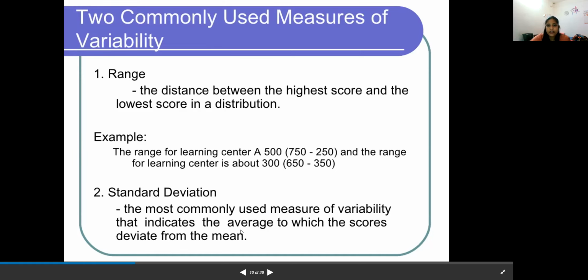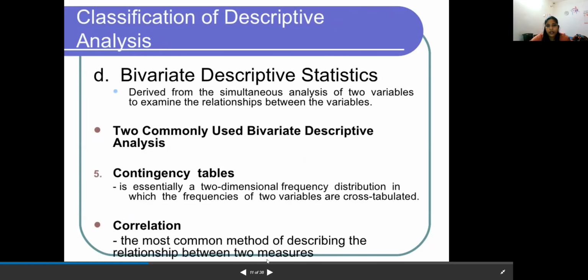And standard deviation is another descriptive analysis, SD. Otherwise SD, the most commonly used measure of variability, it indicates the average amount by which scores deviate from the mean. Okay, you can see that in that how will we make it. Okay, what are the equations.